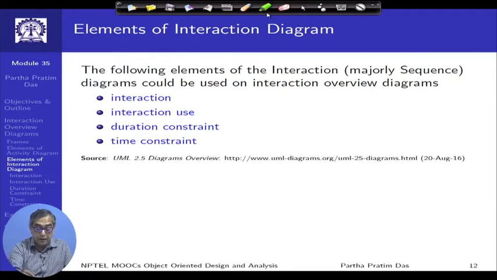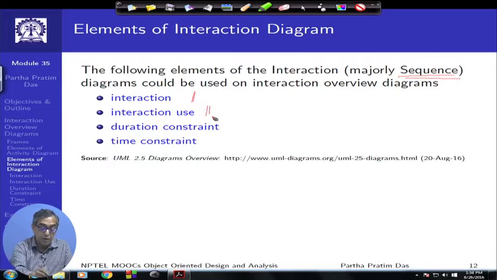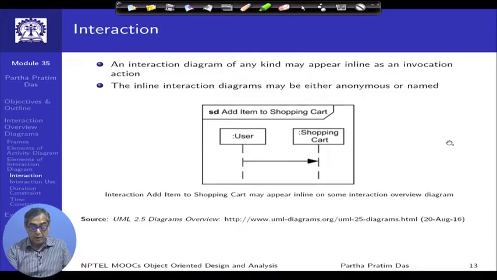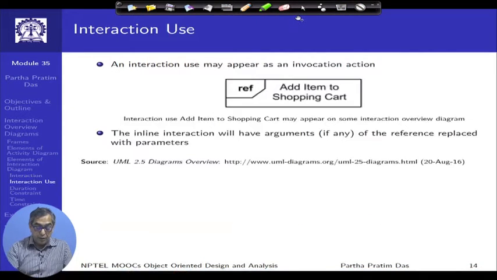Besides the activity diagram elements, it also takes elements from other interaction diagrams, primarily the sequence diagram. So, we have seen interaction use and so on. All those elements will be used again in the same context. So, interactions are shown in this manner, the ST, and then you put the name of that and show that interaction explicitly, as we had shown in the example, or you could have instances of interaction use.